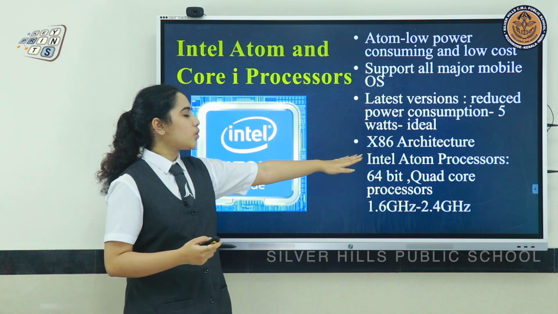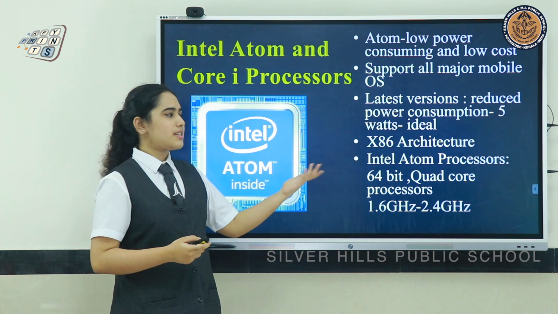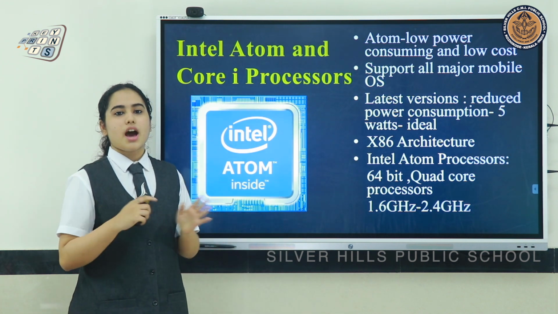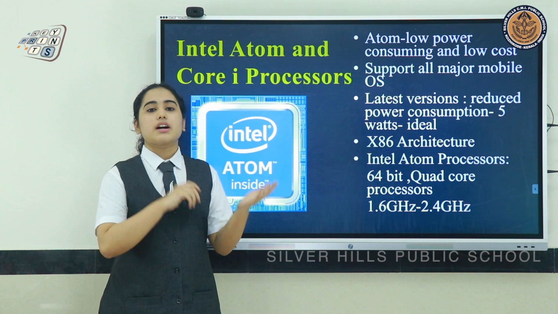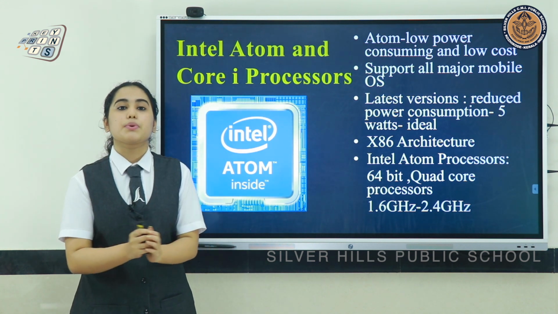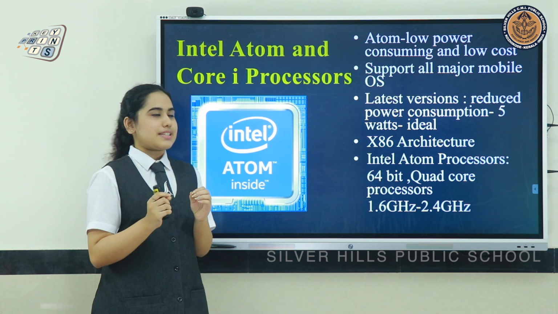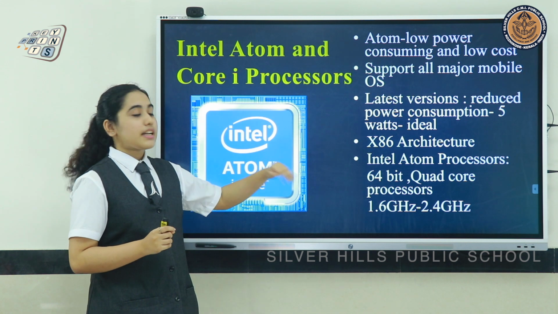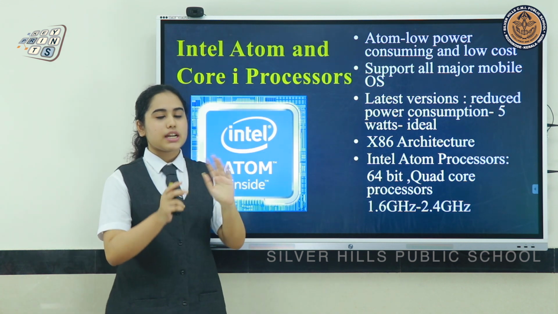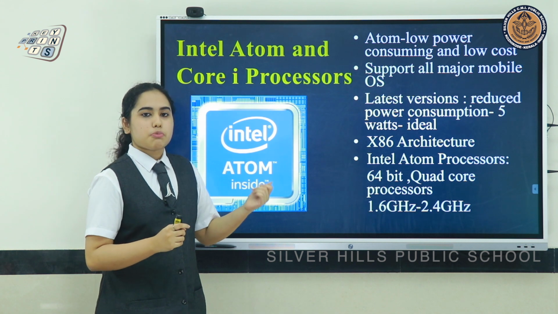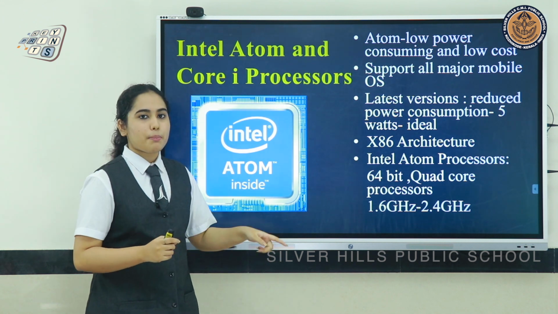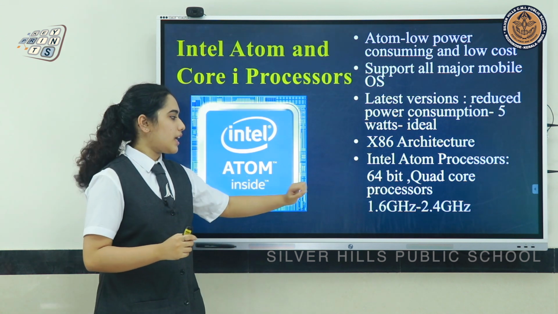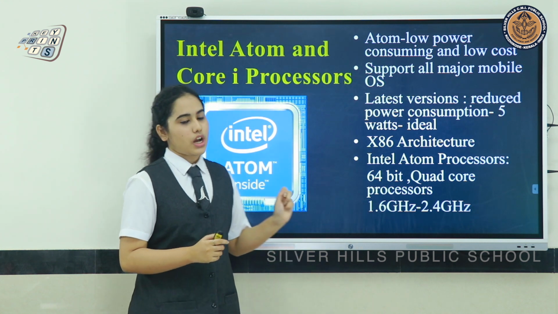Now, before coming to this x86 architecture, what is this architecture? We have ARM architecture coming up again. So what is x86, ARM architecture, all these? They are like a family of reduced instruction set computing processors which are used for computer devices. So Intel Atom uses x86 architecture. Again Intel Atom processors are 64-bit, which is ideal for these days' processors. Earlier it was 32-bit, now it is 64-bit. Quad core means it has 4 cores, and the speed for data transmission is 1.6 GHz to 2.4 GHz.